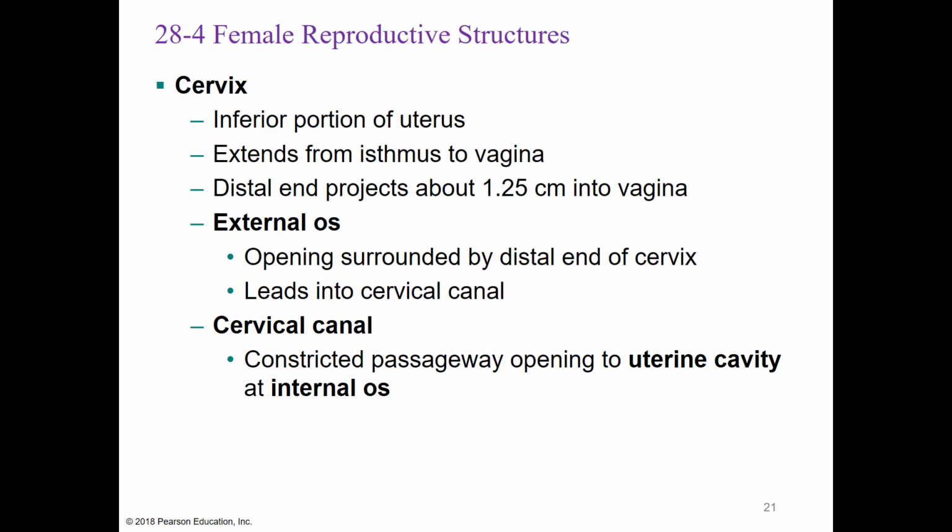It extends from the isthmus to the vagina, and the distal end, or the far end of the cervix, will project about 1.25 centimeters into the vaginal canal. There is an external os, which is an opening in the cervix that's surrounded by the distal end of the cervix, leading into the cervical canal. And the cervical canal is the constricted passageway opening to the uterine cavity and internal os.